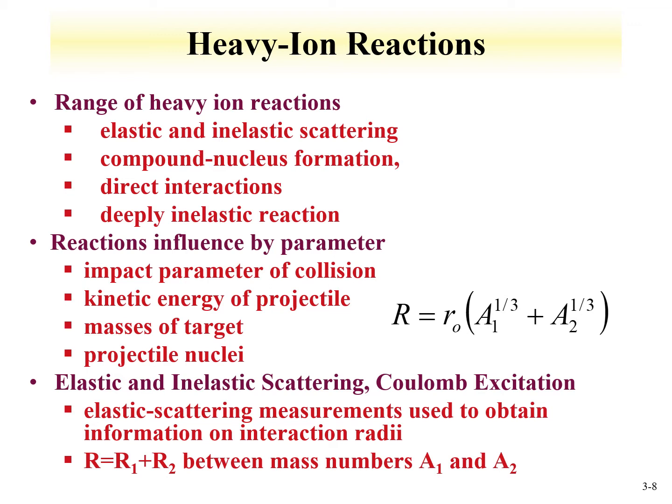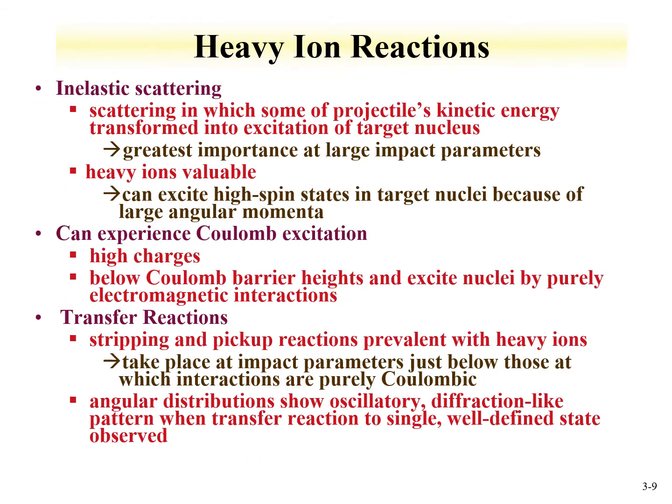So you can get information about probabilities or behaviors from scattering and Coulomb excitation based upon the radius information, which comes from the mass of the projectile and the mass of the target. With heavy ion reactions, we can have inelastic scattering. And in this case, some of the projectile's kinetic energy is transferred to excitation energy in the target nucleus. So this means that some of the energy from the projectile can go into exciting the nucleon states within the target.